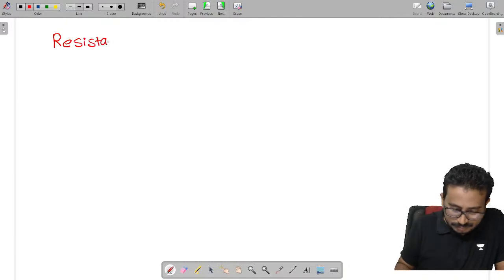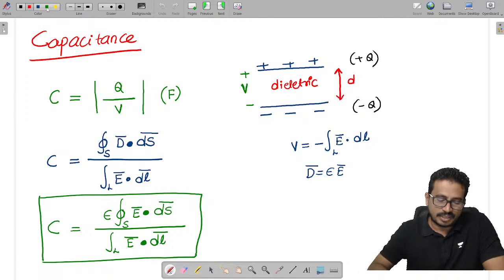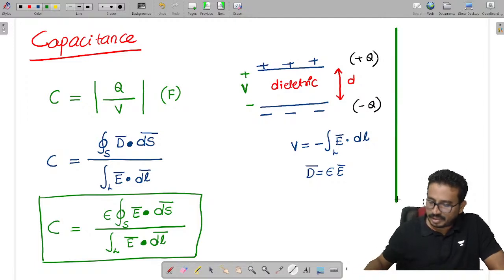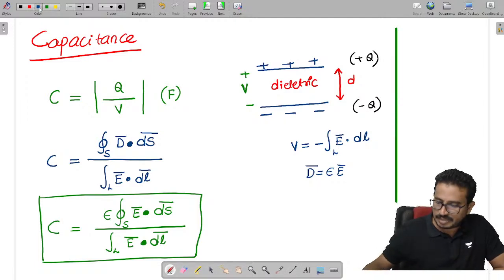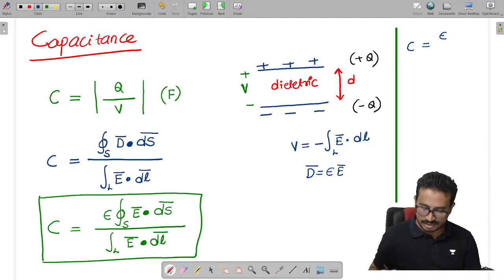Now you see this formula here. If you look carefully at what we get from this formula, let me check. So here you see this capacitance, which is given as epsilon times the integration of E dot ds.